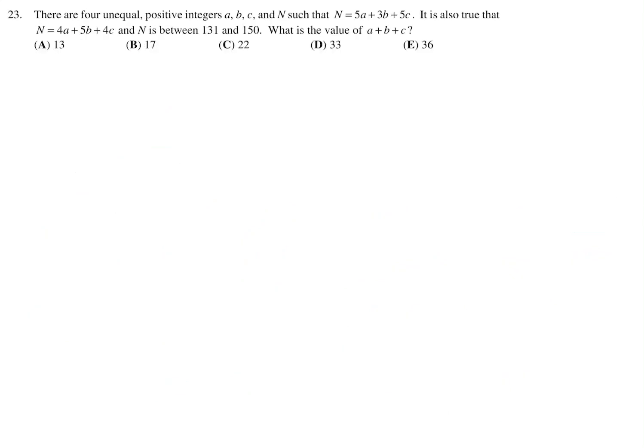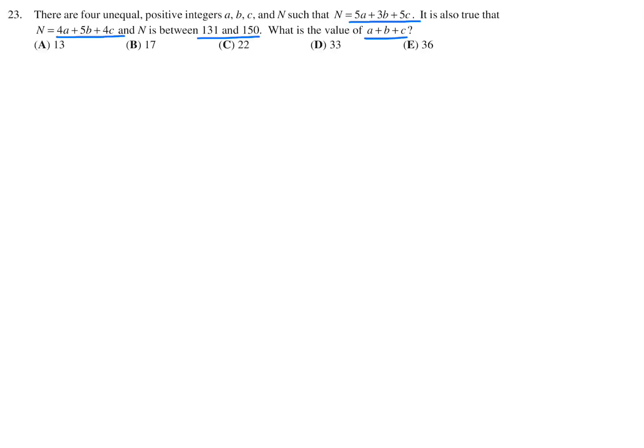There are 4 unequal positive integers a, b, c, and n such that n is equal to 5a plus 3b plus 5c. It is also true that n equals 4a plus 5b plus 4c, and n is between 131 and 150. What is the value of a plus b plus c?